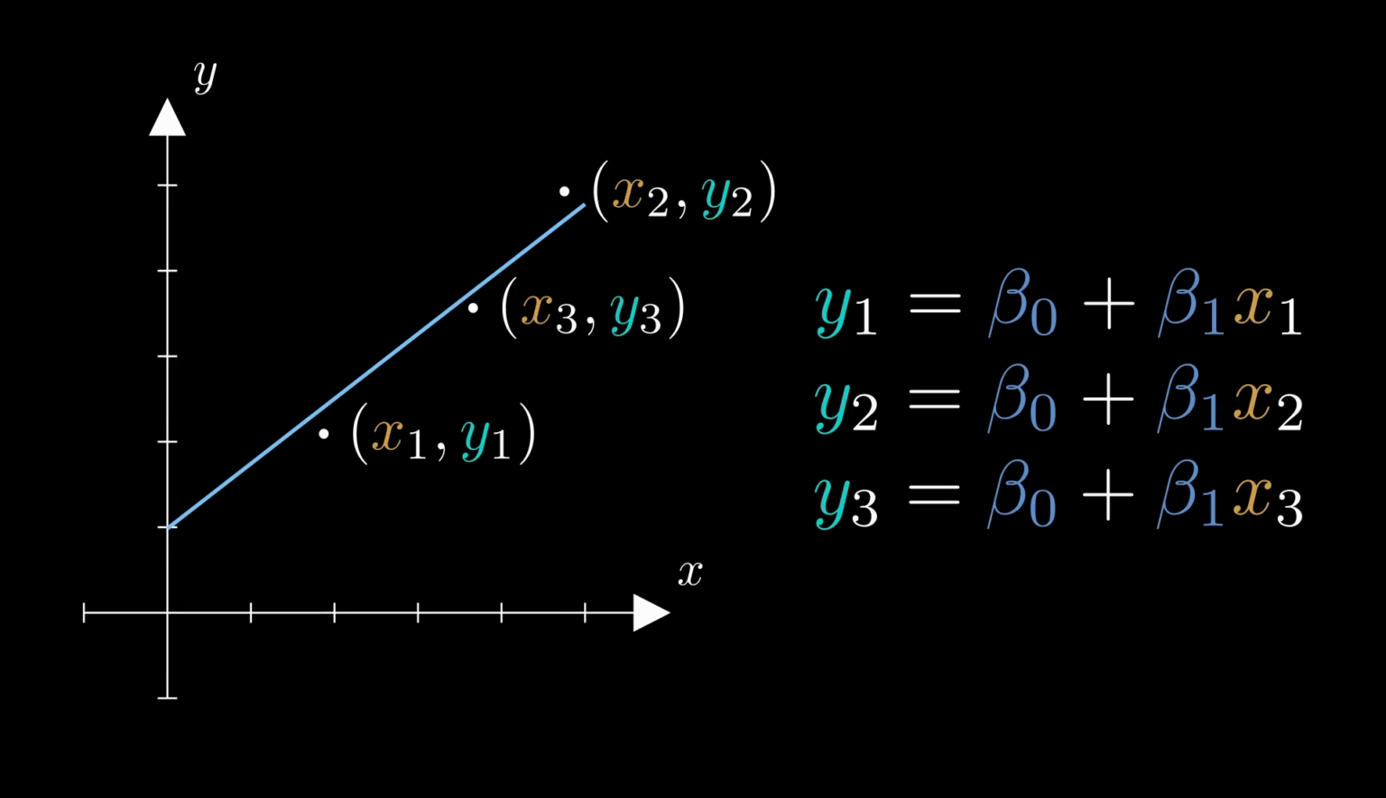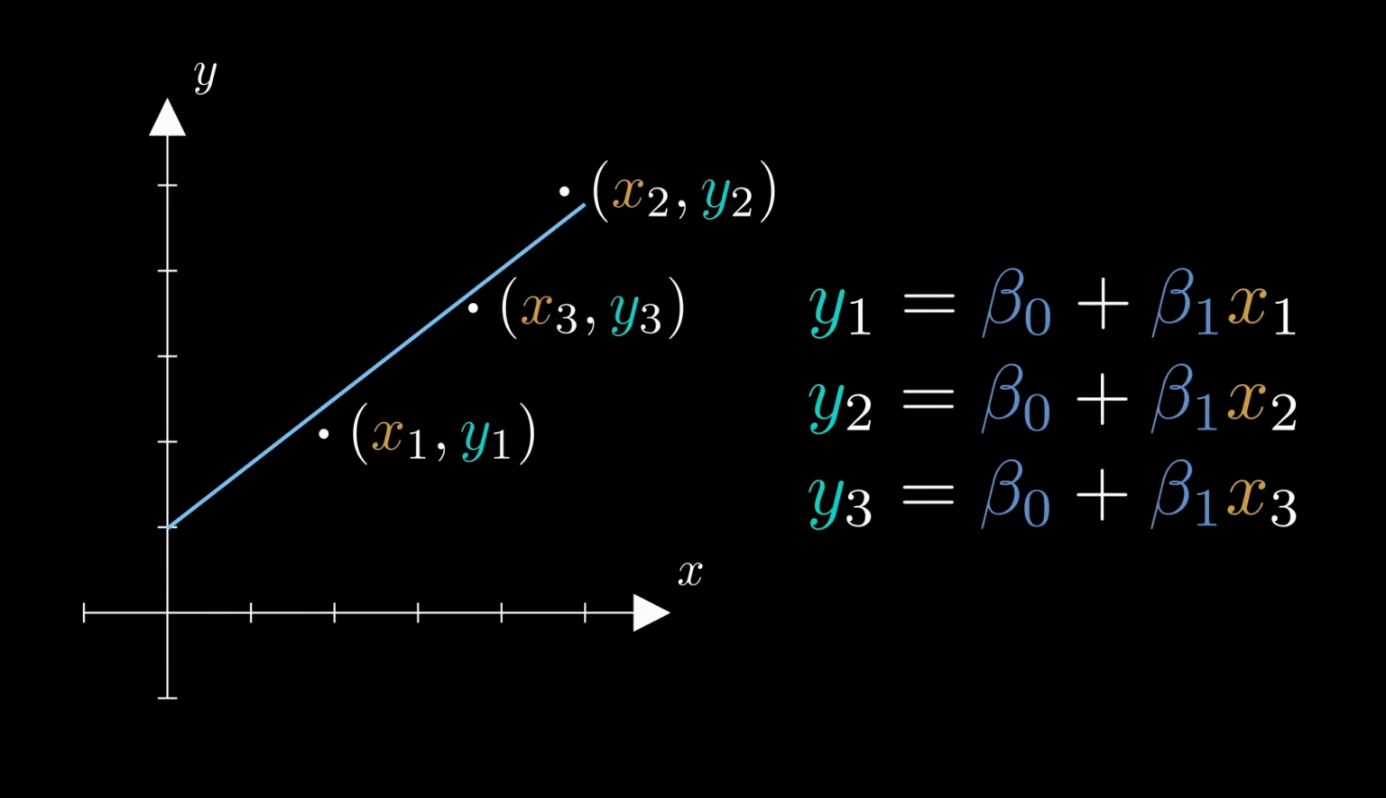That means there might not be any solution to this system, meaning no values for the betas that can make all of these equations true at the same time. Or in other words, there might not be any single line that can pass through all 3 of our data points. But that's okay, because that's what projection can help us with.